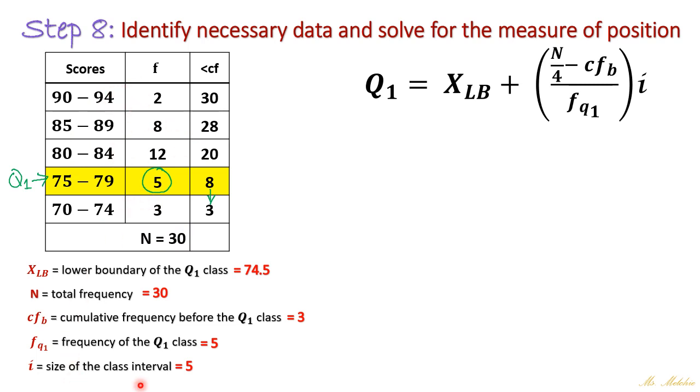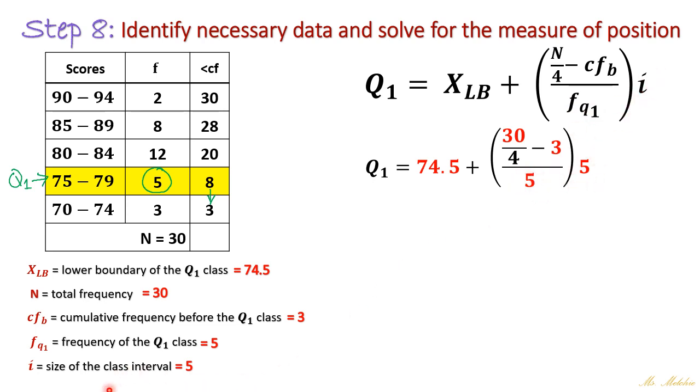Okay, so next, since we were able to gather all the necessary data already, you can now substitute in our formula. Don't forget, the lower boundary of the Q1 class is 74.5. All the data in red ink are the values that we've substituted. N is 30. Cumulative frequency below is 3. Our frequency of the Q1 class is 5. And then our I is 5.